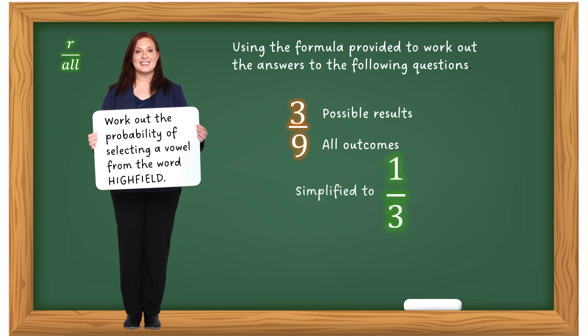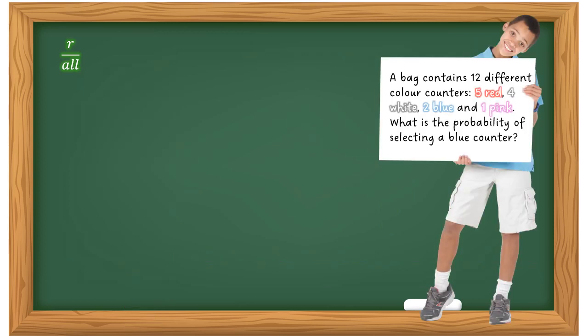And then you can simplify that. You find a common number between 3 and 9, and then you simplify it down. Both numbers can be divided by 3 as you can see here. So 3 divided by 3 is 1. 9 divided by 3 is 3. Therefore there is a 1 in 3 chance of selecting a vowel. That's how it works. Let's look at another question now using the formula.